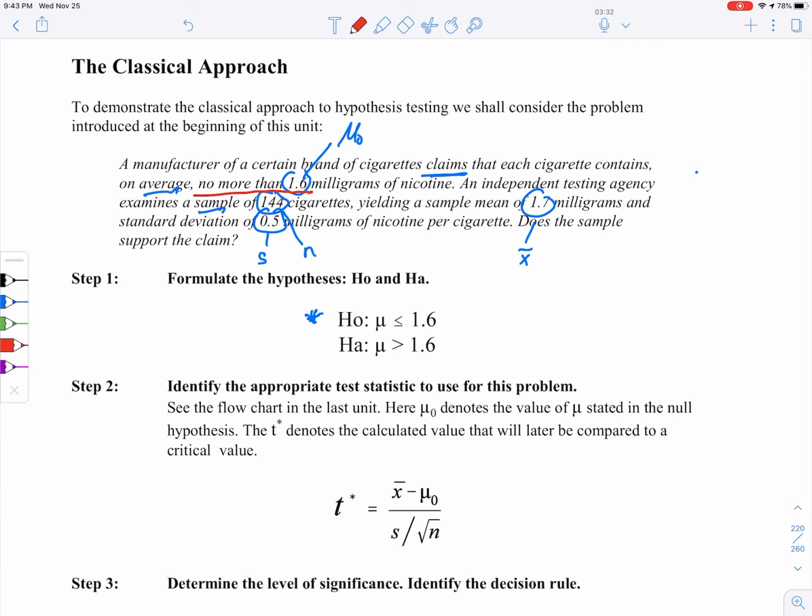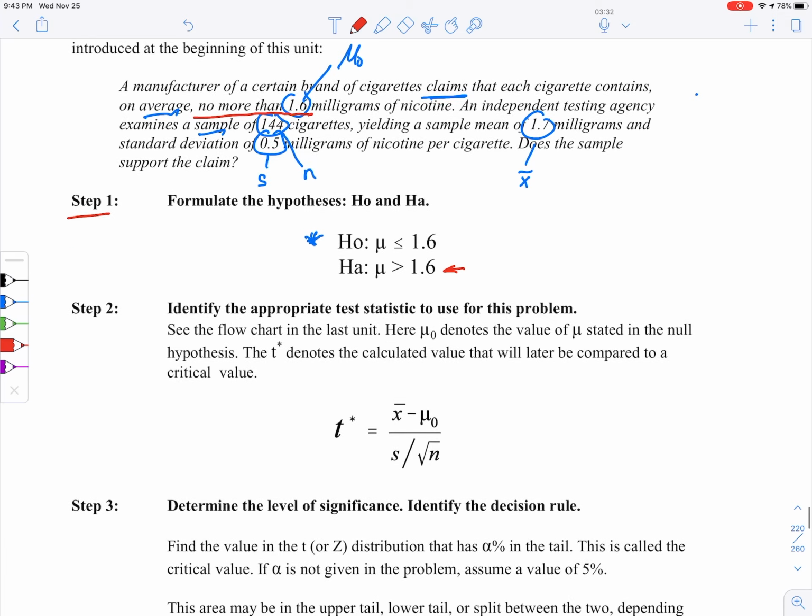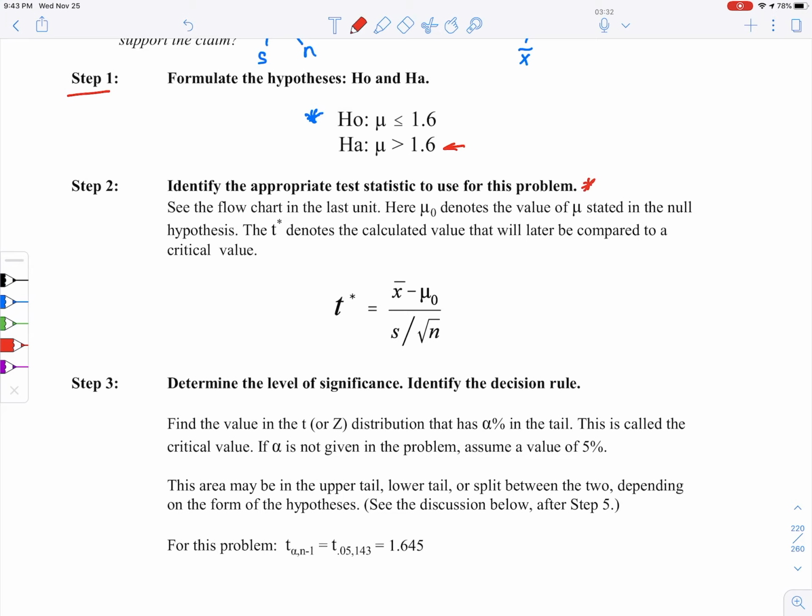At this particular point, we haven't taken the sample, so don't even look at the 1.7, the 0.5, and so on like that. We're just looking at the hypotheses. The alternative is that mu is greater than 1.6, pardon me. So there's your H0 and your HA. That's step 1. Step 2, identify the appropriate test statistic to use for this particular problem.